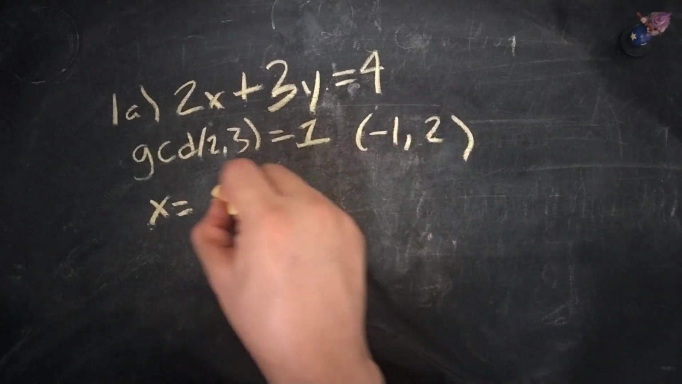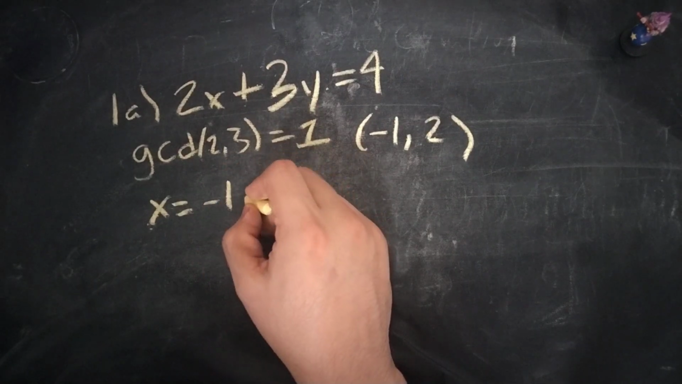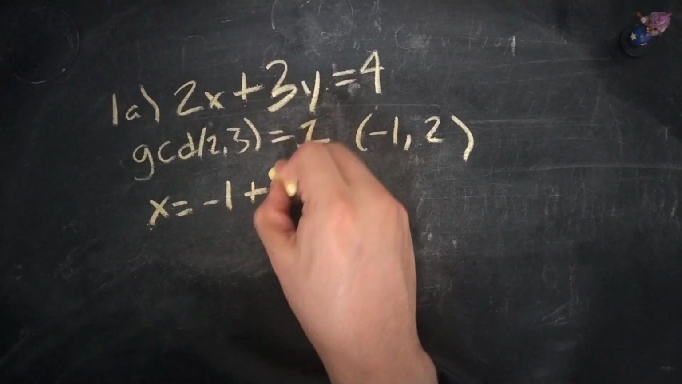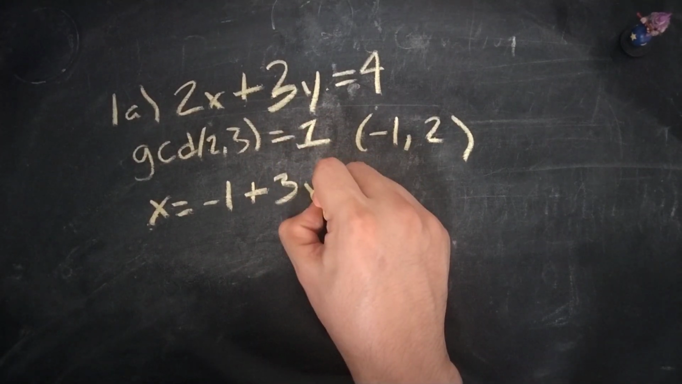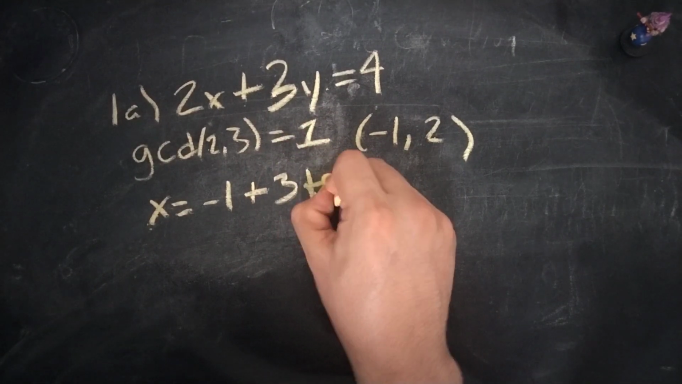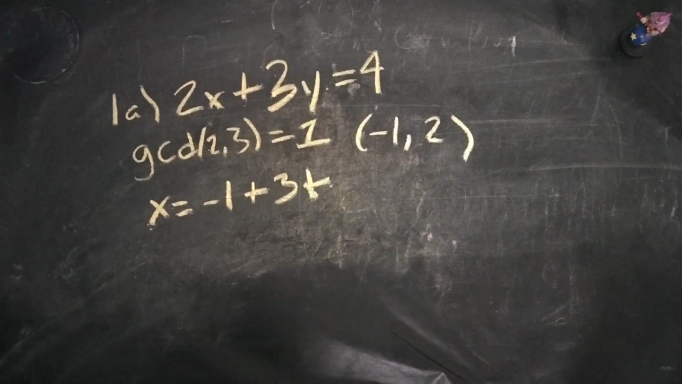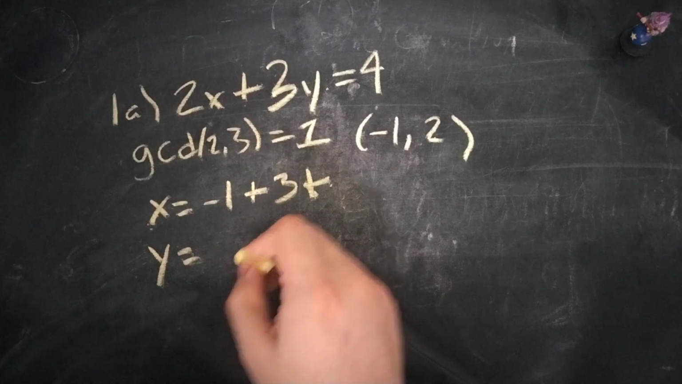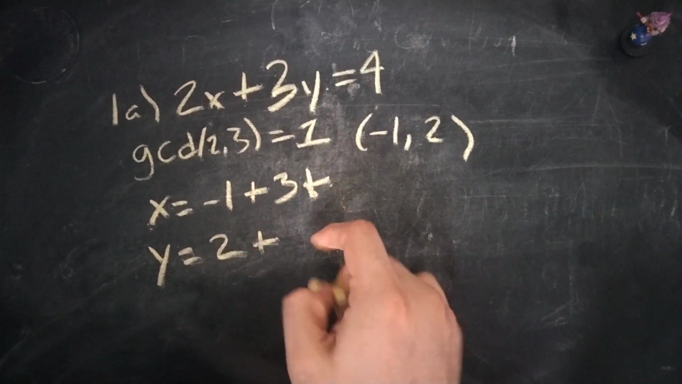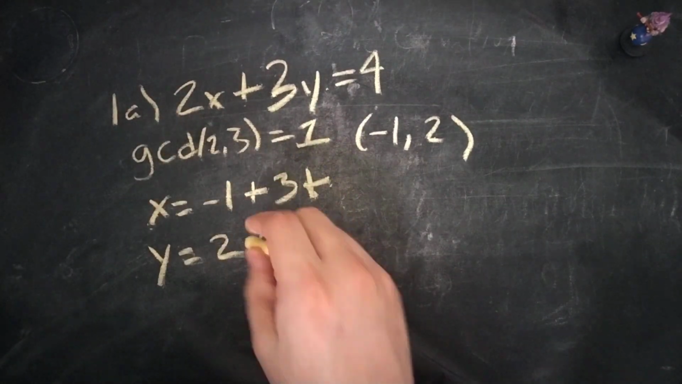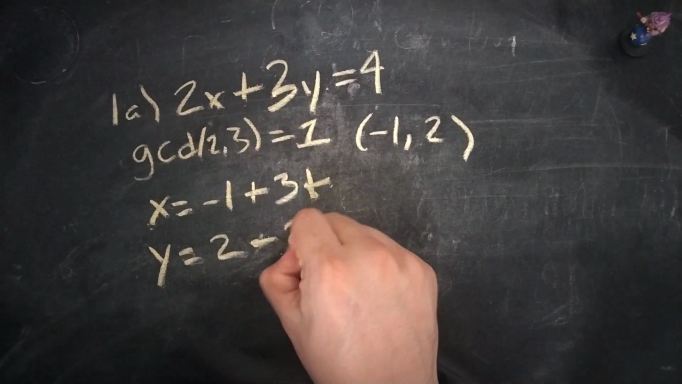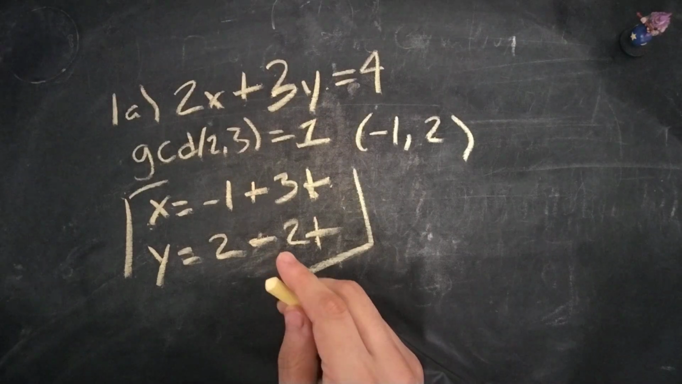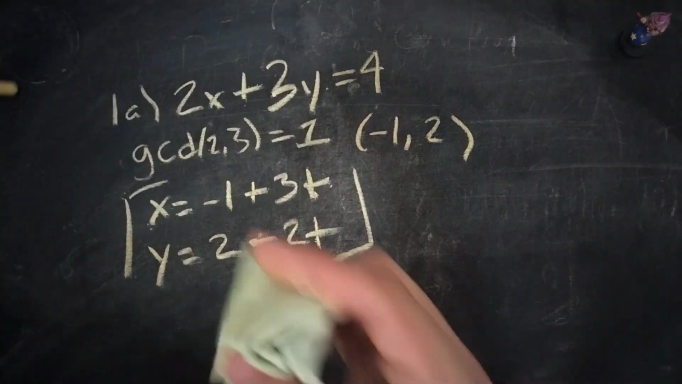So the general solution of this problem is x is equal to x naught, which is -1, plus 3t. I forgot to write the t in the general solution over there. And then for y it's 2 minus 2t. There you go.